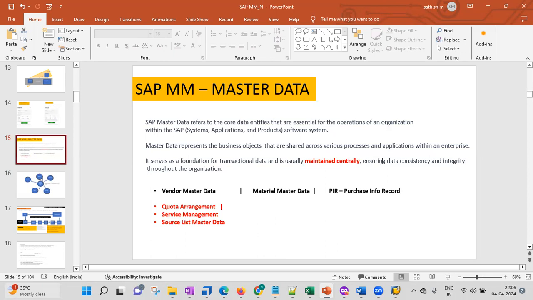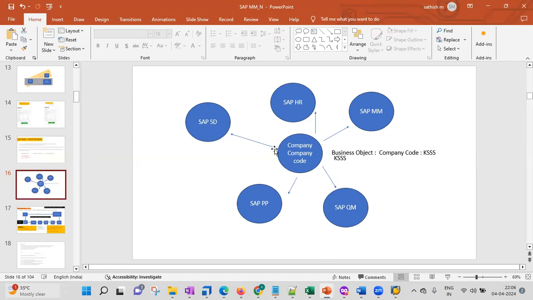The same way, what I'm talking about: maintained centrally, ensures data consistency and integrity throughout the organization. Because for everyone, the common thing we are using is the company code. So one company code is connected with SD and with the plant, meaning MM, and another company code is connected with HR, like travel, time management or event management that is related to HR.